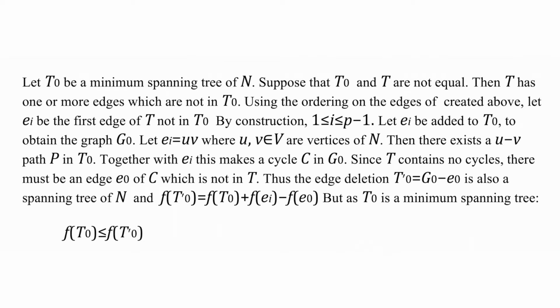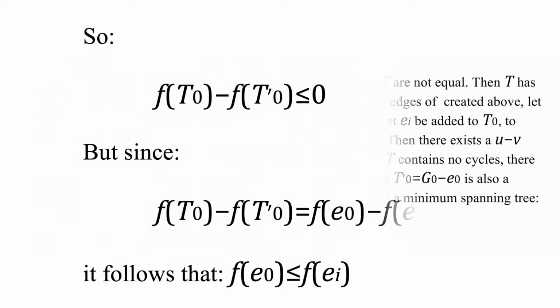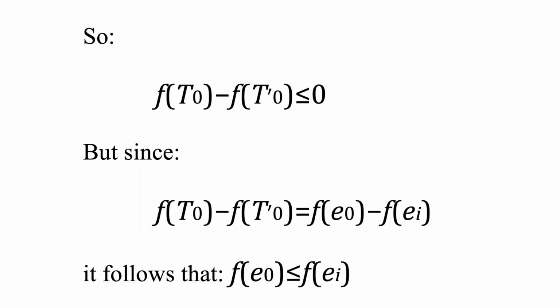G0 minus e0 is also a spanning tree of N, and f(T'0) is equal to f(T0) plus f(ei) minus f(e0). But as T0 is a minimum spanning tree, f(T0) is less than or equal to f(T'0). So, f(T0) minus f(T'0) is less than or equal to 0, but since f(T0) minus f(T'0) is equal to f(e0) minus f(ei), it follows that f(e0) is less than or equal to f(ei).